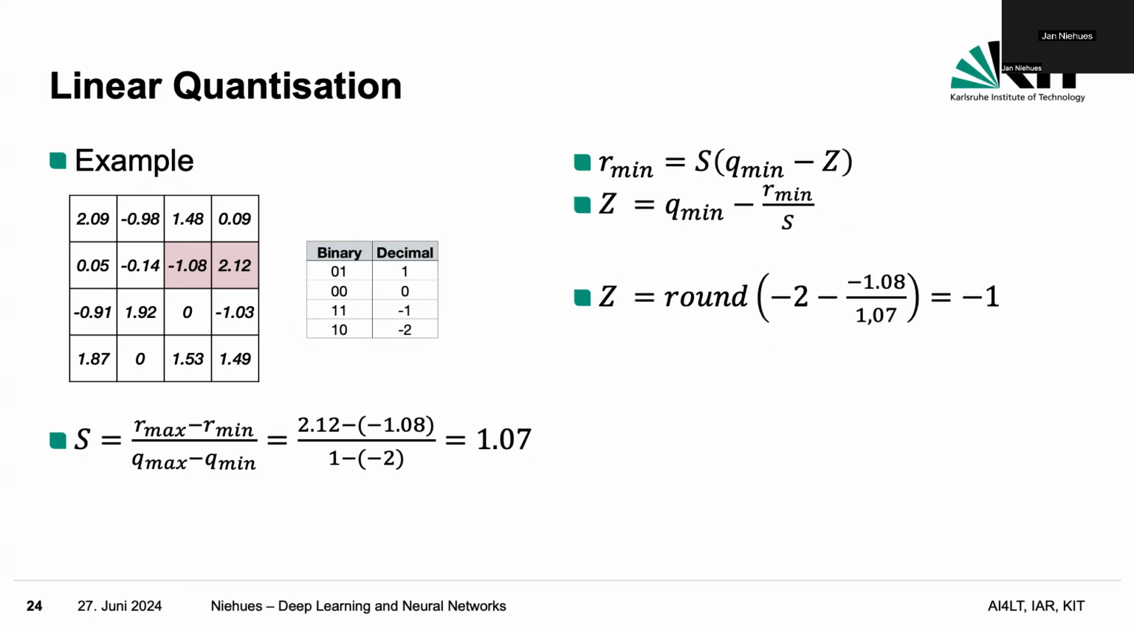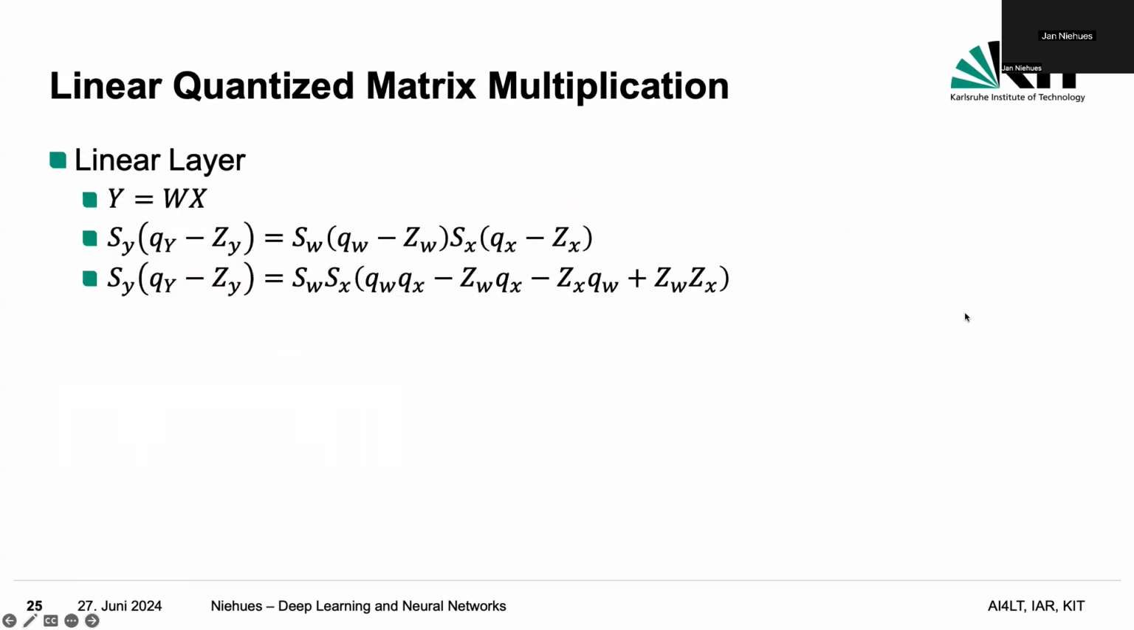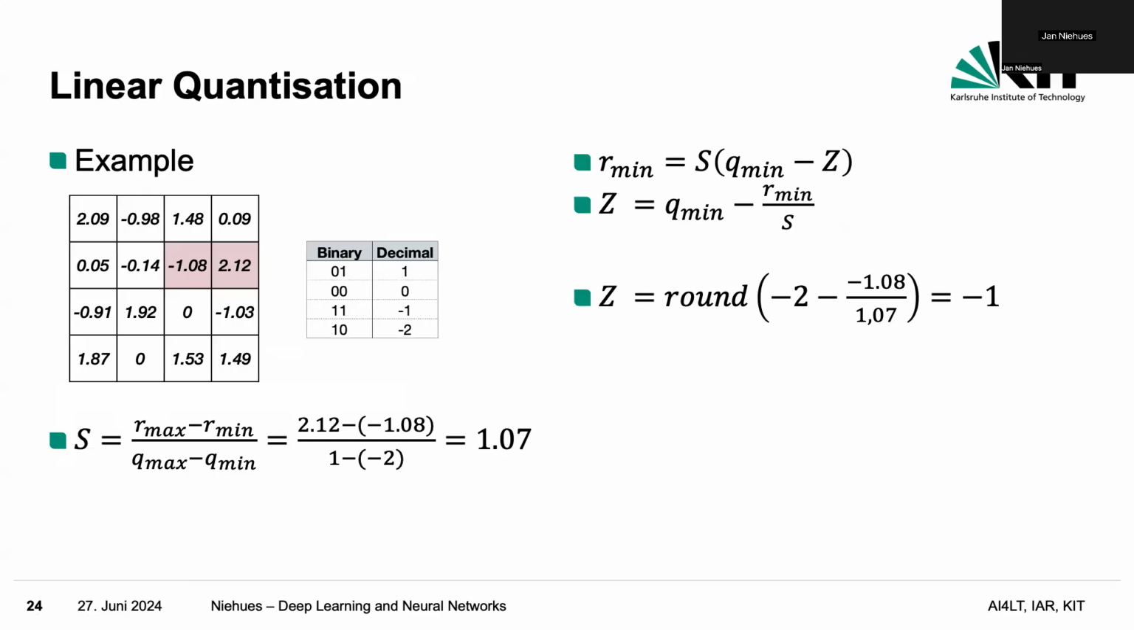Now we only have to rephrase that here, and then we have to round and get the value minus 1. With this, we have then our way of quantizing, so we can quantize all the values or de-quantize them back to this point.